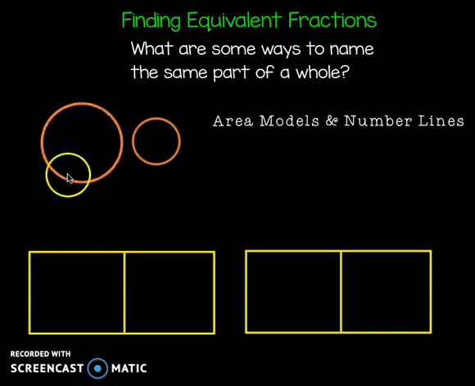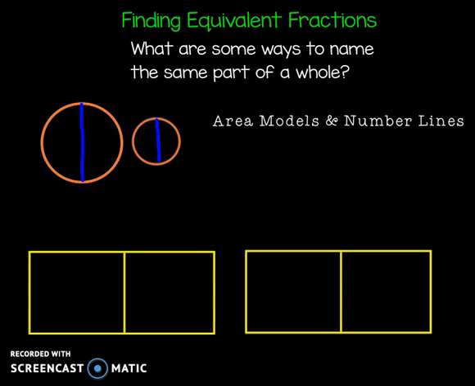So this is just a model representing one whole, but let's pretend it's a cookie. And I want to show you something really important. When I'm finding an equivalent fraction and I want to compare, they have to be equal, because that's the root word of equivalent. So if I eat half of this cookie and I eat half of this cookie, are they the same size? Look at the size of this half compared to this cookie. So they are not the same size. So this half is not equivalent or equal to this half.